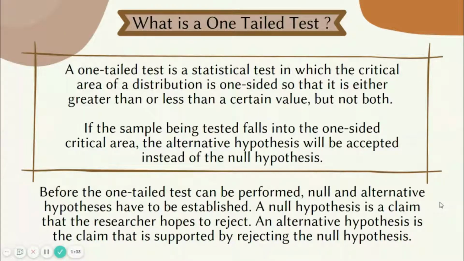A null hypothesis is a claim that the researcher hopes to reject. Meanwhile, an alternative hypothesis is the claim that is supported by rejecting the null hypothesis.